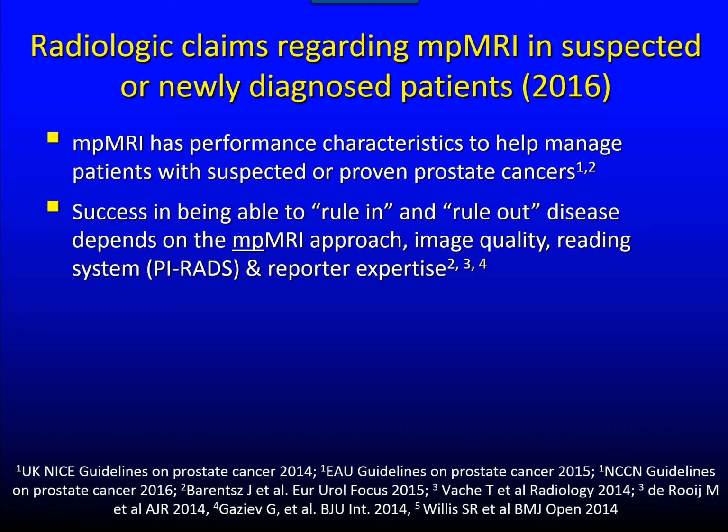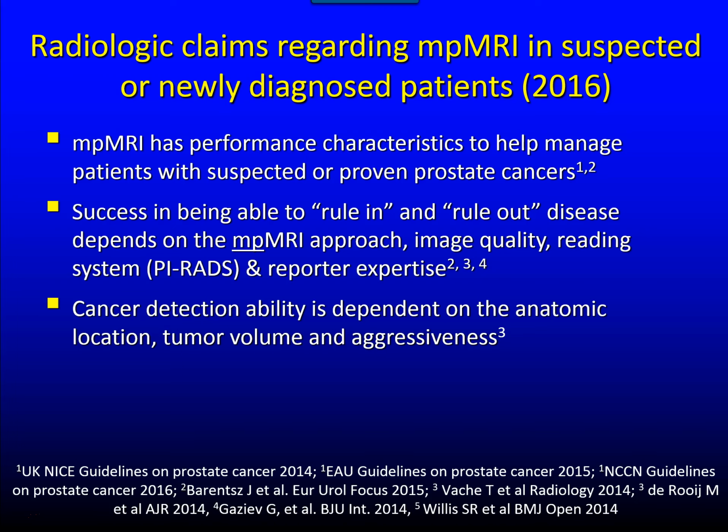You should also be aware that success in being able to rule in and rule out is dependent on a number of factors. That is, you have to use the multiparametric approach. Image quality is certainly key. The reading system that you use is obviously important, and the expertise of the reporter also matters.